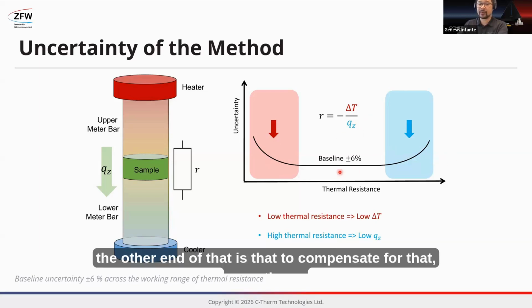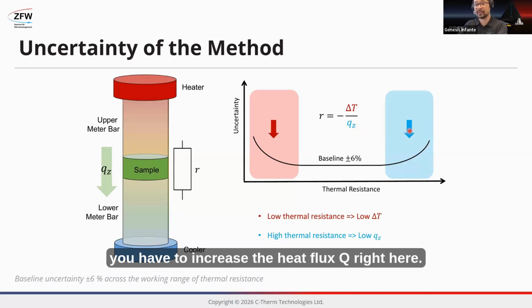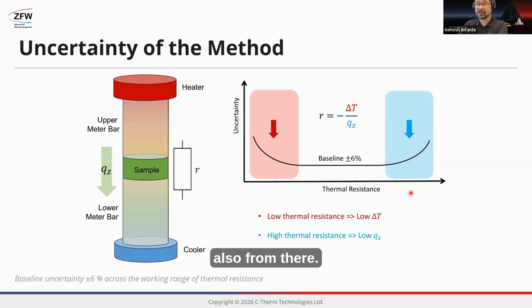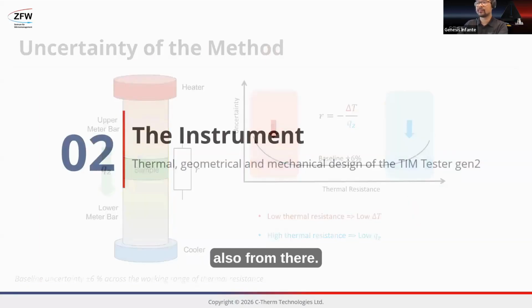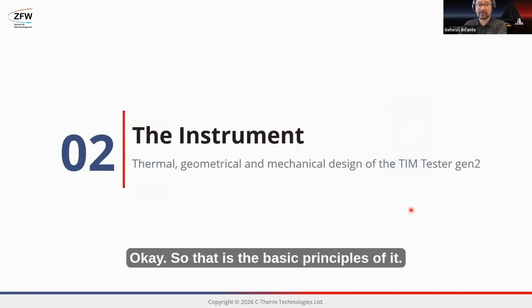However, to compensate for that, sometimes you have to increase the heat flux Q right here. But then if the flux is not controlled properly, if you're reaching a point where you're having more heat loss than the flow, you'll have increased uncertainty from there. Okay, so that is the basic principles of it.